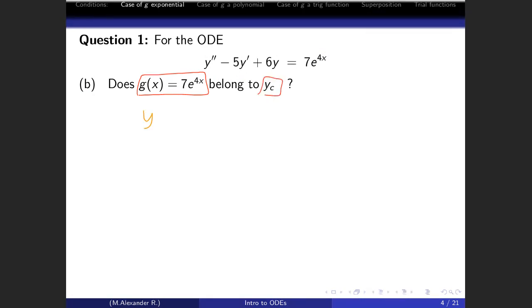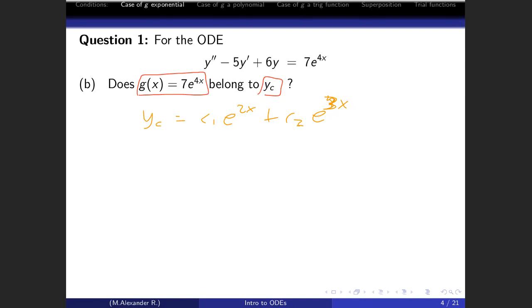So let me write down the complementary solution that we just wrote down. c1 e to the 2x plus c2 e to the 3x. So that's the complementary solution.